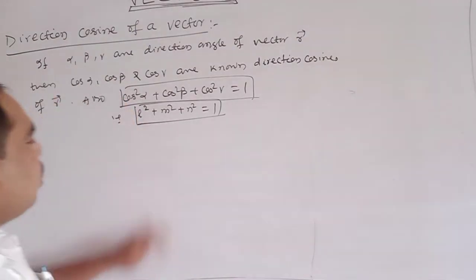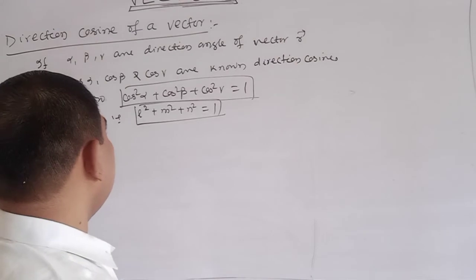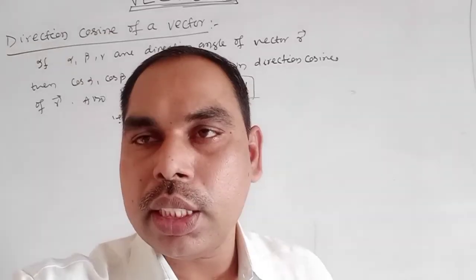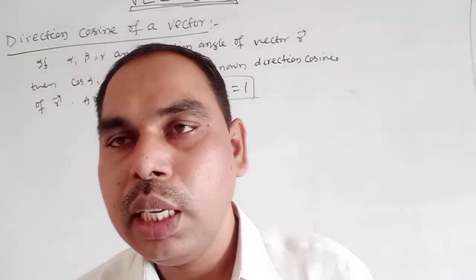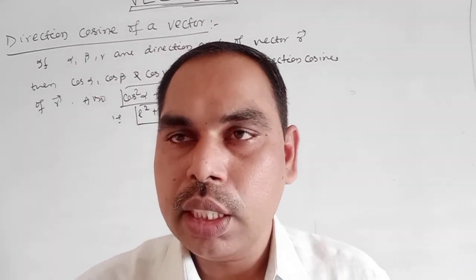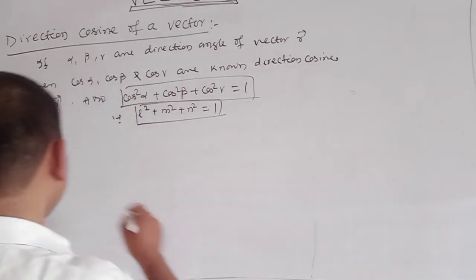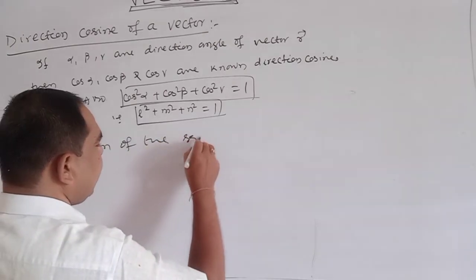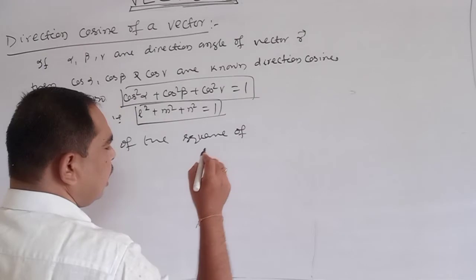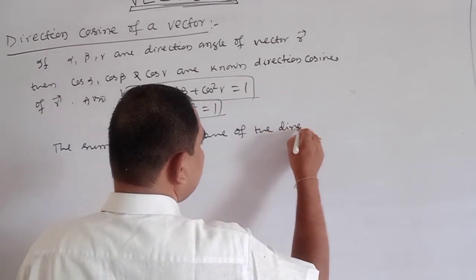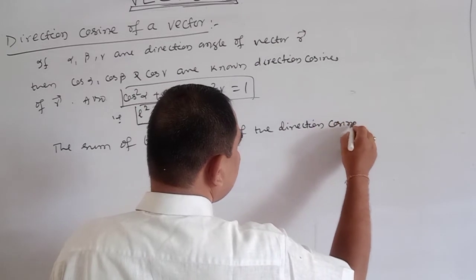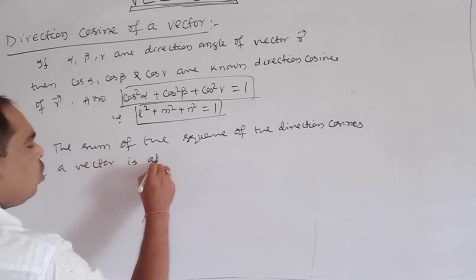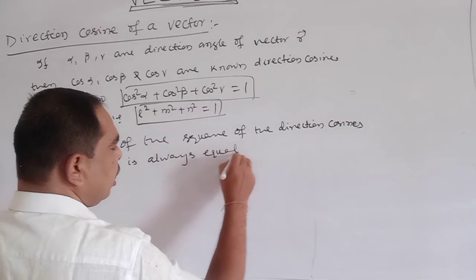So L square plus M square plus N square is equal to 1. The sum of the squares of the direction cosines of a vector is always equal to unity.